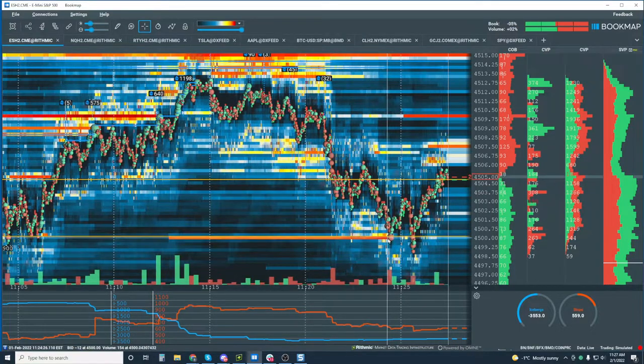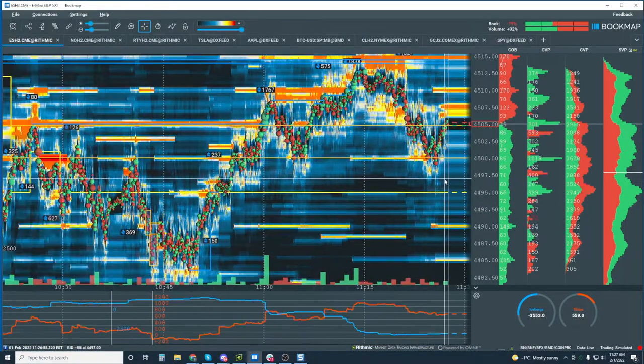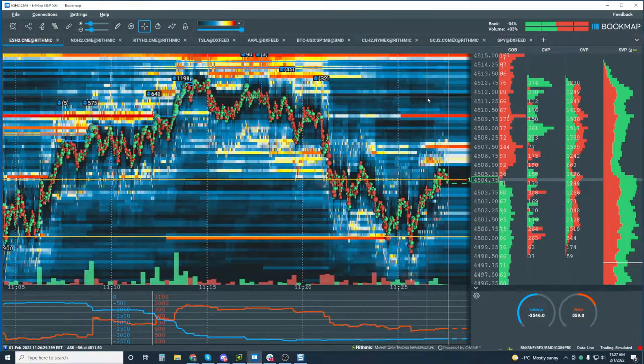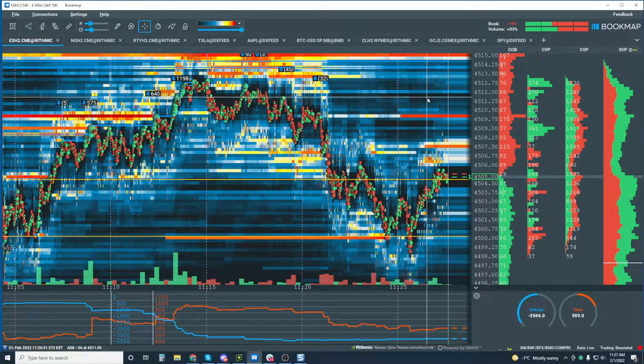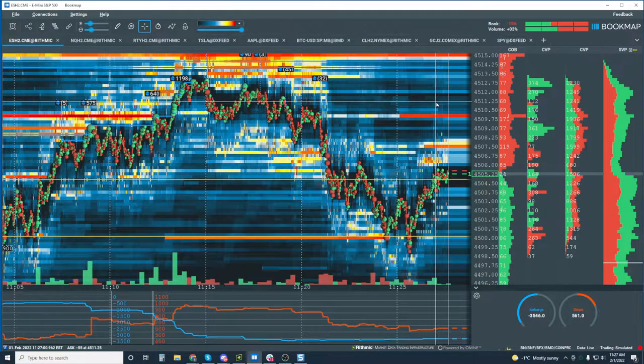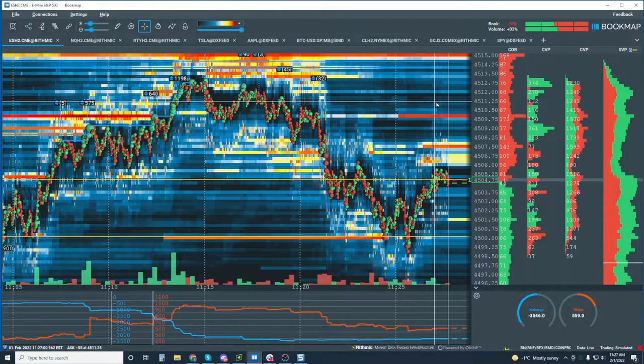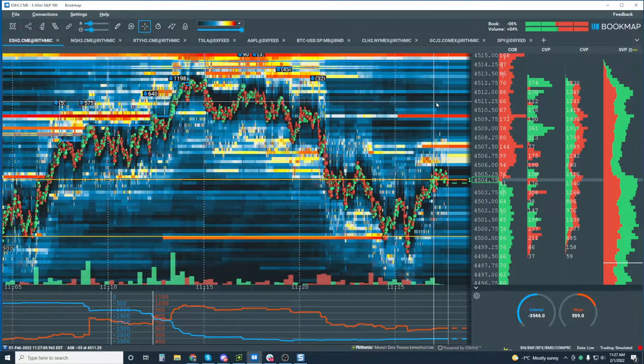In fact, we got the move back down to 4,500. Okay. Where do the sellers take control? Who can point out what price level where sellers took control? What do you guys think? In this move to the downside.